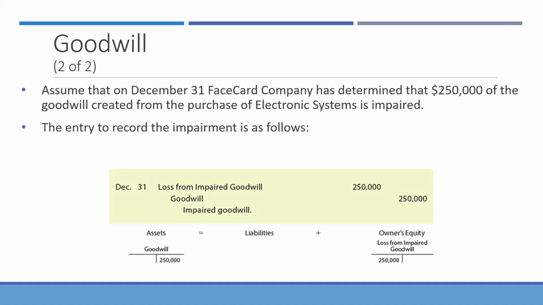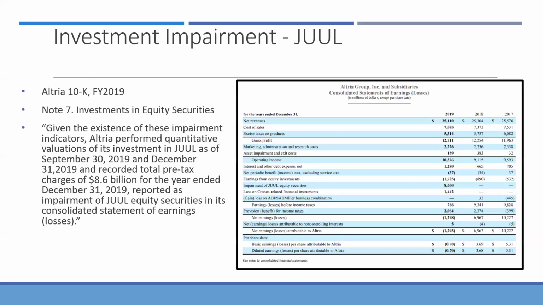Because goodwill is an asset, it appears on the balance sheet and it's a debit account. And so to reduce it, we have a credit to goodwill. An example of this happening, well, this is a little different because Altria only took a 30% stake in Juul, so it wasn't officially recorded as goodwill. But effectively, this is how a goodwill impairment is calculated and determined.